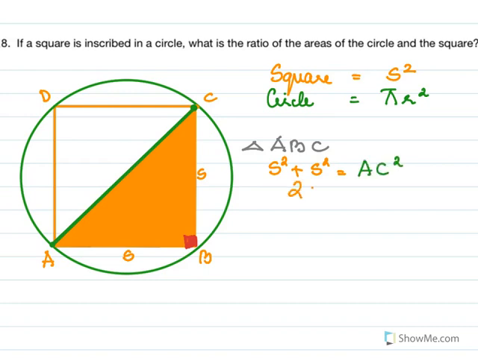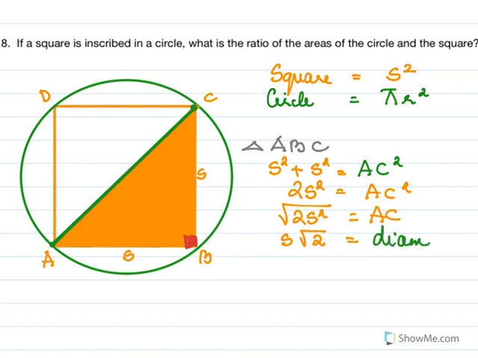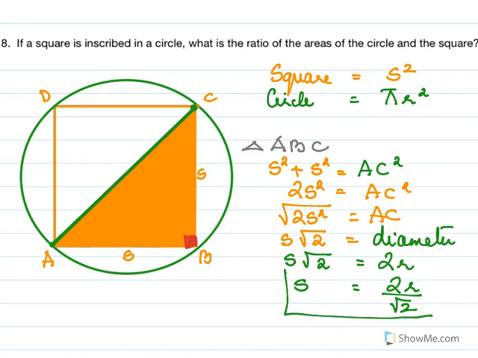So we have 2S square equal to AC square, and AC will be under root 2S square, that is S under root 2. Now AC is the diameter. So our diameter is S under root 2 and diameter is 2 radius. So 2 radius is S under root 2, which means S now is 2r over under root 2. This is important. We are going to use this now in our ratio.